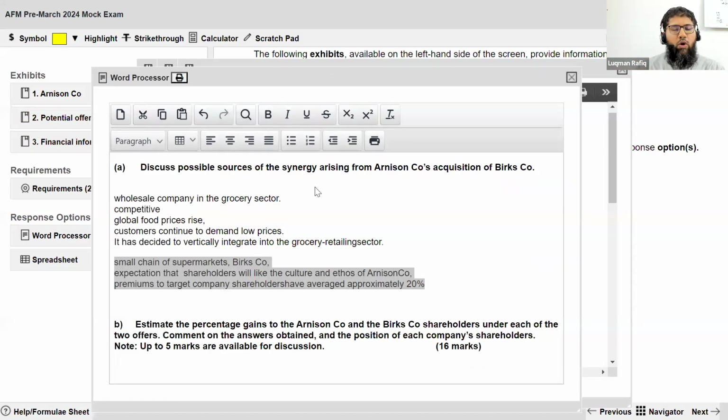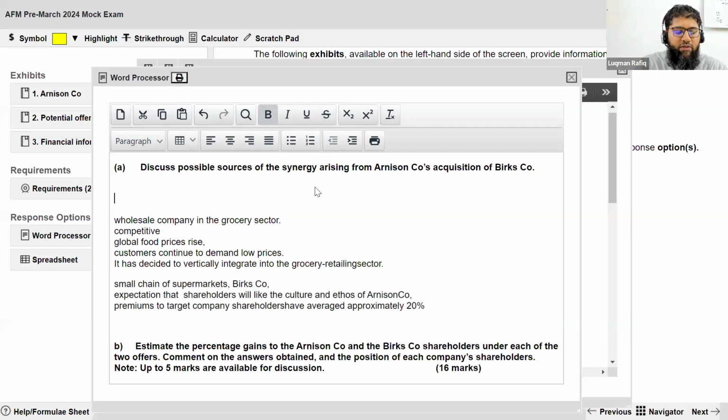Now see, what was the requirement of the question? It says discuss the possible sources of synergy arising from Arnison company's acquisition of Burks company. See, this question is slightly lower than the exam standard question that they have published, because in the examination the questions have a bit more detail. But still, you are good enough to write down the different pointers here and to write down the answer to this question. So let's try to understand.